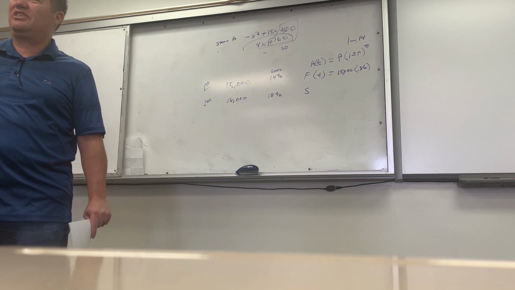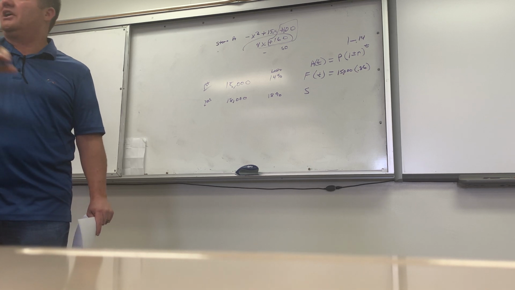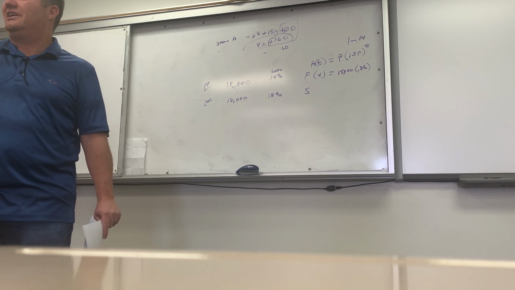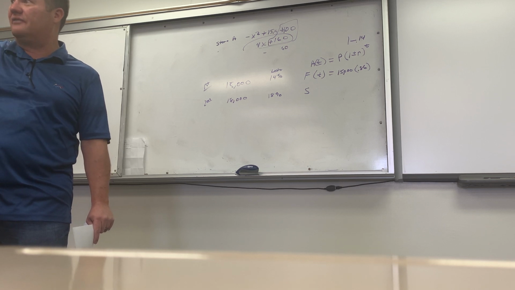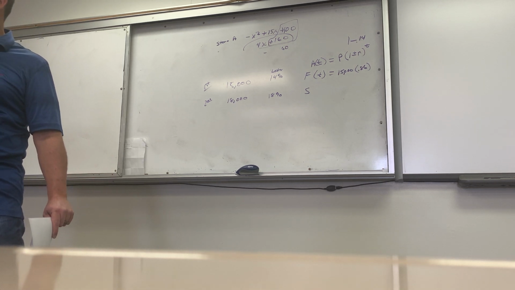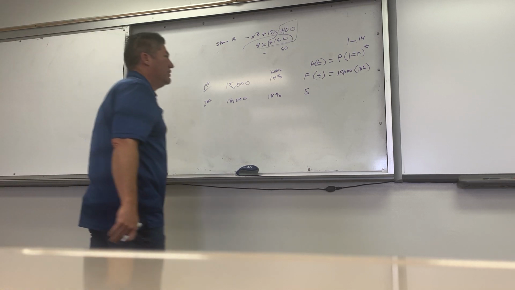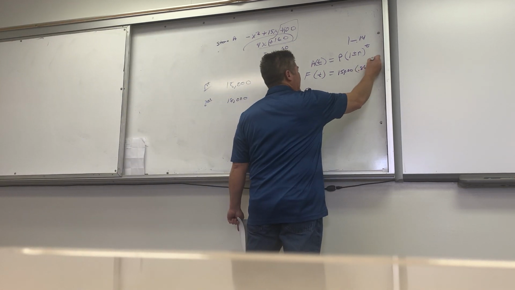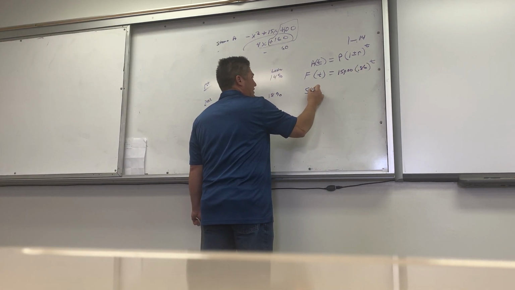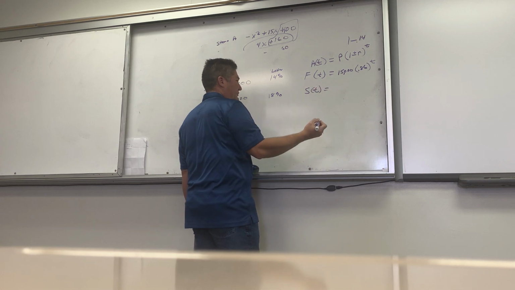People kind of have a hard time with that. But realize it's not worth 100% of what it was worth. It's only worth 86% of what it was worth. Every year, it's only worth 86% of the previous year. So that's why we're doing it over the time in years. So that's the equation. S of t, you guys tell me, what's it going to be?